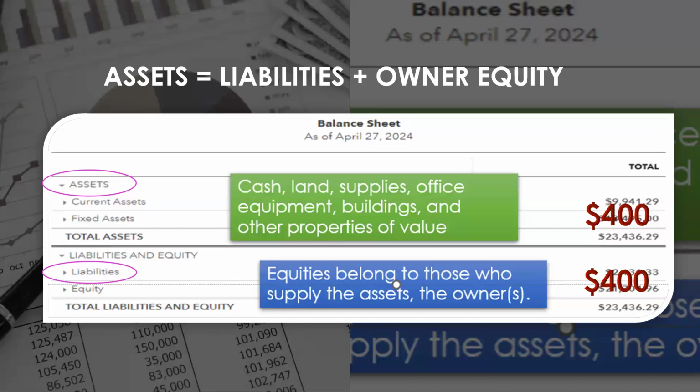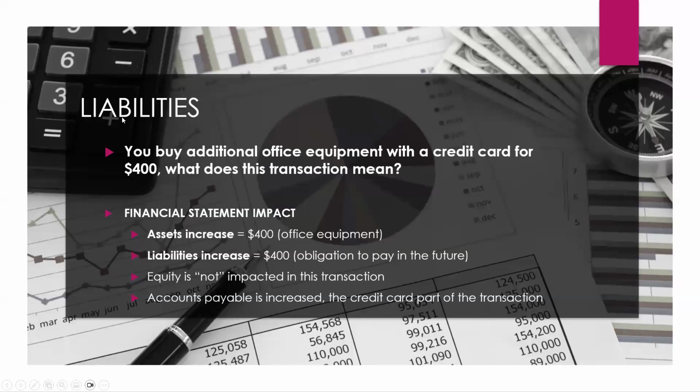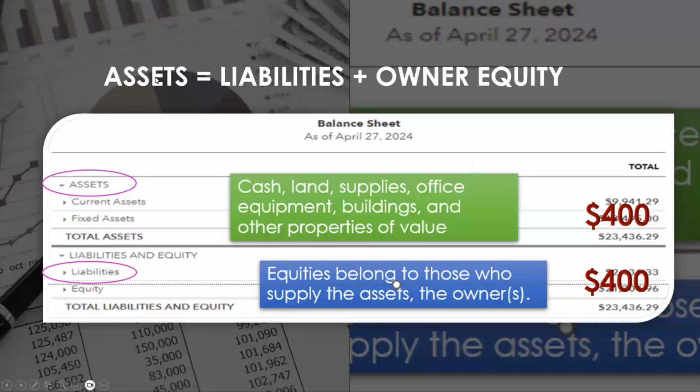So what does that look like? Again, this hasn't changed the accounting equation. Assets equal liabilities plus owner equities. So remember I said double entry accounting means there are two different entries. In this case, one entry is going to be to the assets, total assets, increasing $400. Assets include cash, land, supplies, office equipment, buildings, and other properties of value like cars. Those are assets too, if you have a fleet of cars. And then in this example, the liability increases.